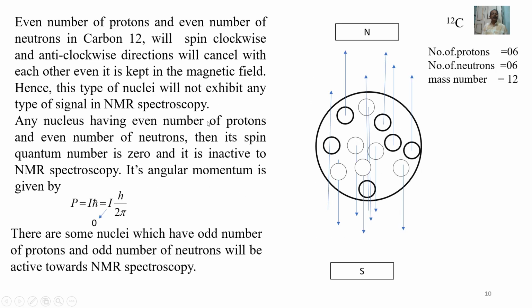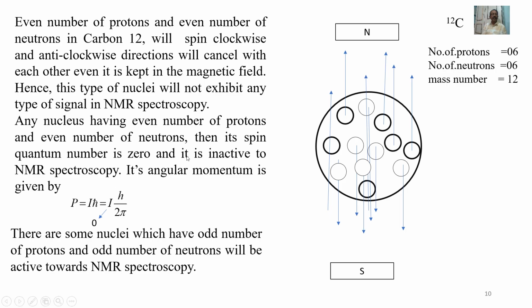An even number of protons and an even number of neutrons, as in carbon 12, will spin clockwise and anti-clockwise and cancel each other, even when kept in a magnetic field as shown in the figure. So in carbon 12, the number of protons is 6 and the number of neutrons is also 6, and the mass number is 12. Six particles will have spin up and 6 will have spin down, that is anti-clockwise and clockwise direction. When kept inside the magnetic field, both will cancel with each other.